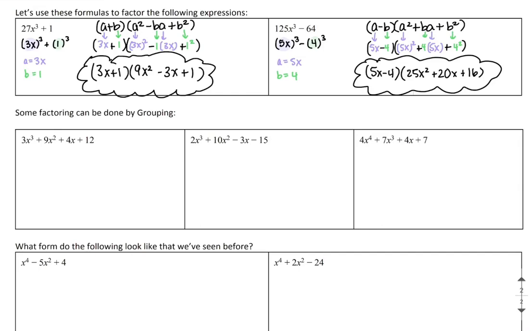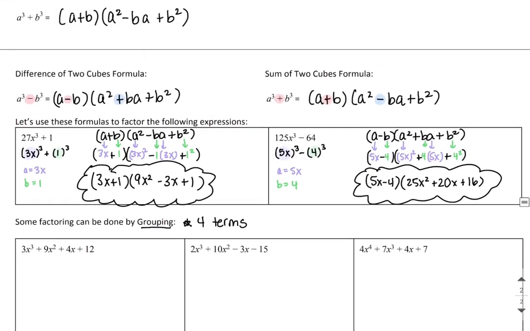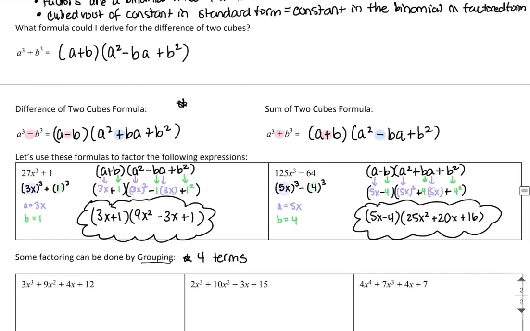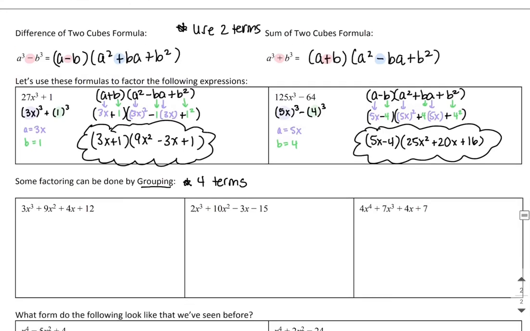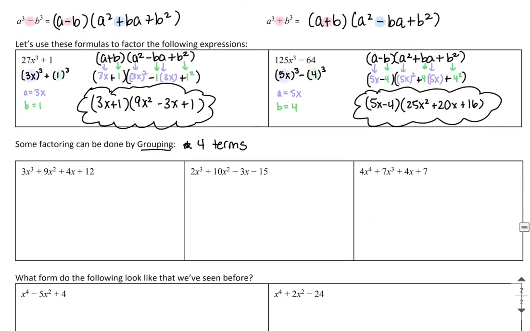All right. The next thing we're going to talk about is grouping. We just talked about when we had two terms, so the difference of two cubes or the sum of two cubes. For grouping, you're going to use that when you have four terms. For the other ones, you were going to use that for two terms. So four terms, you're going to use grouping. You're going to group into pairs, and then you're going to find similarities between the two pairs.